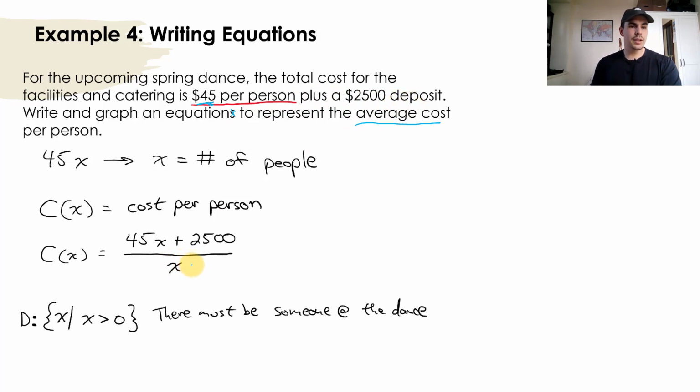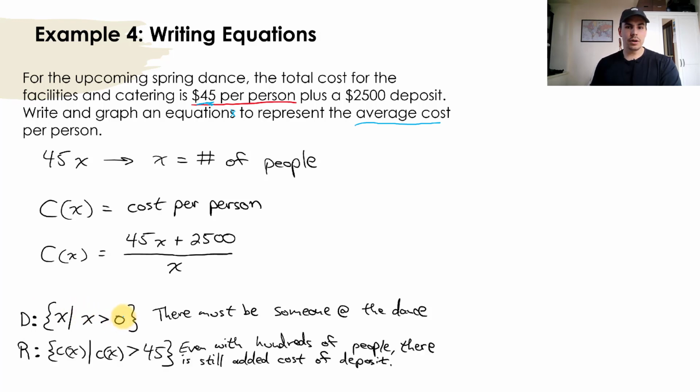So let's think about our domain here. Our domain is going to be x is greater than 0, because someone's got to be at the dance, right? We can't have negative people at our dance, so we're going to have x is greater than 0. And for our range, our cost, c of x, is going to be greater than 45, because no matter how many people we have at our dance, it's not going to go lower than $45, because I have this added cost of splitting up my deposit of $2,500.